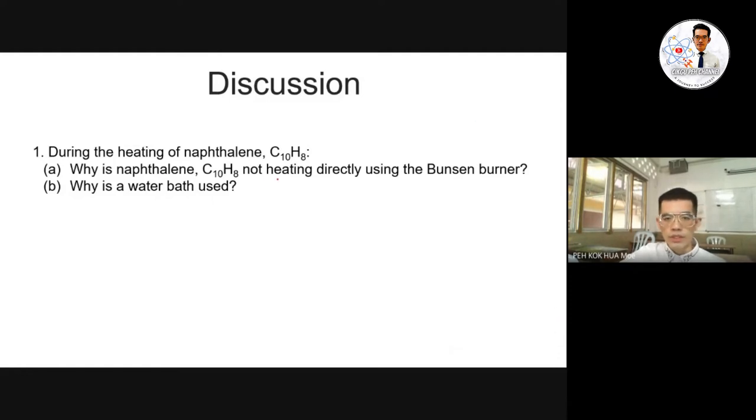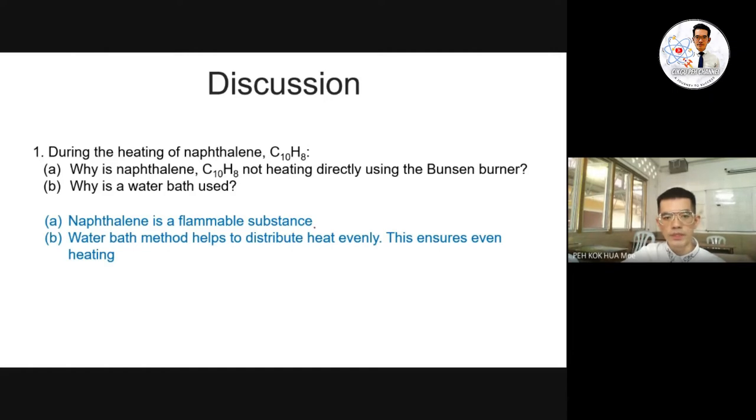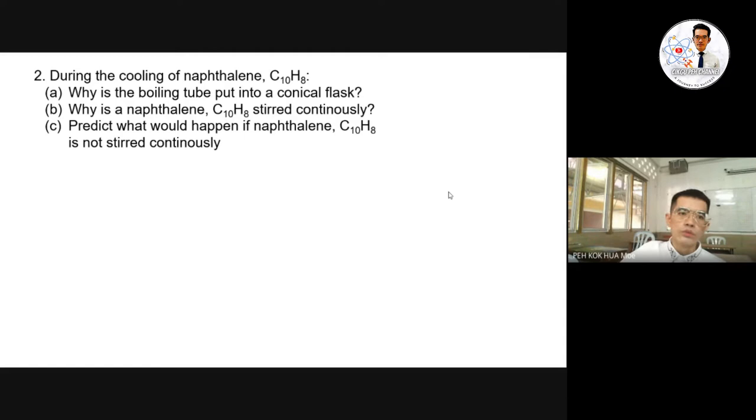So you can see, why is the naphthalene not heated directly? Because naphthalene is a flammable substance. And why do we use the water bath? Because the water bath helps to distribute heat evenly. This ensures even heating. Number two, during the cooling of the naphthalene, why is the boiling tube put into a conical flask? And then B, why is the naphthalene stirred continuously? And C, predict what would happen if naphthalene is not stirred continuously.